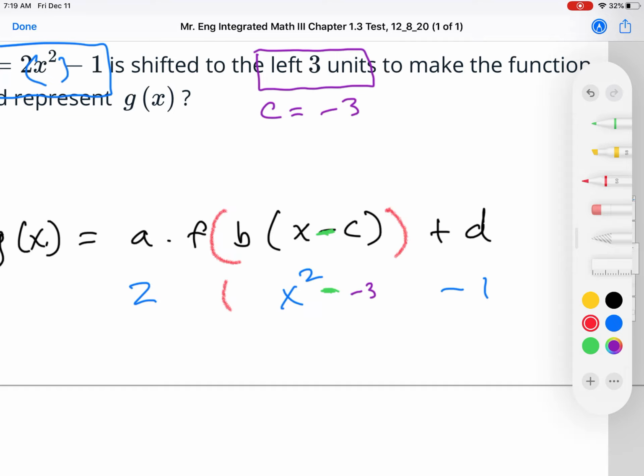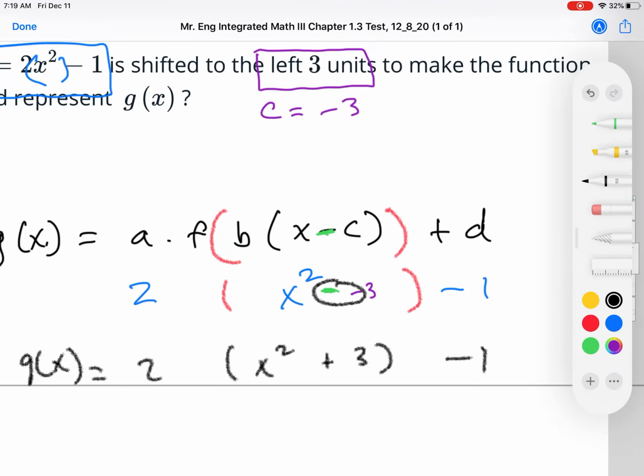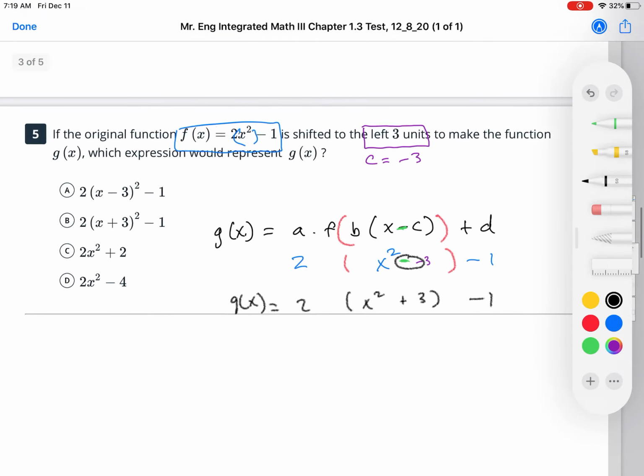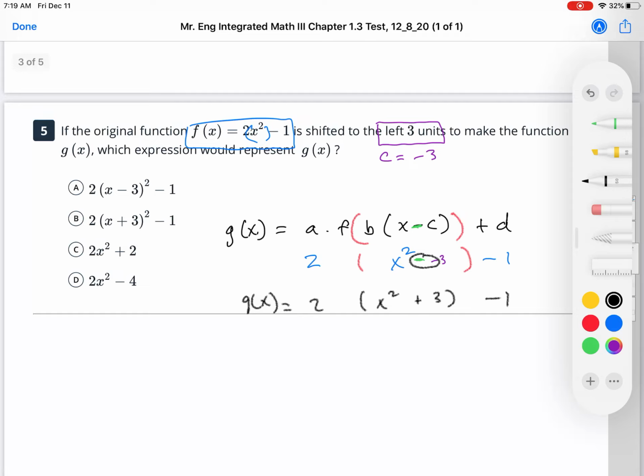Let me try to copy a lot of things that we have. Does that make sense? So to clean this up, you would do something like this. G of x equals 2 times x plus 3 minus 1. And do we have anything that looks like that? That would be choice number 5B. This one matches this one.